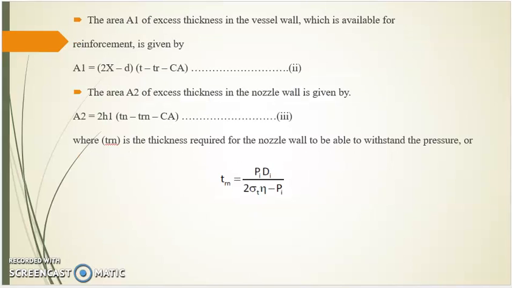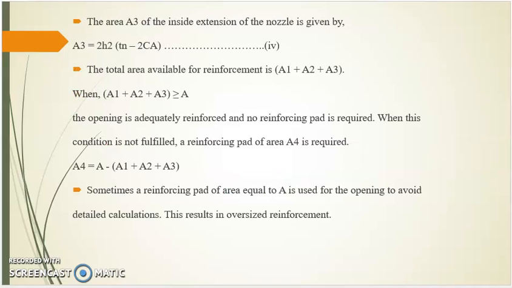The area A1 of excess thickness in the vessel wall, which is available for reinforcement, is given by A1 is equal to (2x minus d) into (t minus tr minus c), equation 2. The area A2 of excess thickness in the nozzle wall is given by A2 is equal to 2h into (tn minus trn minus c), equation 3, where trn is the thickness required for the nozzle wall to be able to withstand pressure, or trn is equal to Pi into Di divided by 2 sigma t into efficiency minus Pi.